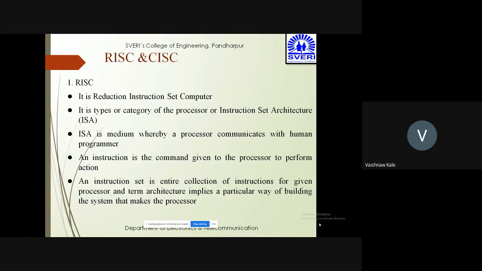So let us see about these RISC and CISC architectures. It is a category of processor or instruction set architecture. It is a medium whereby a processor communicates with the human programmer. An instruction is a command given to the processor to perform an action, and the instruction set is the entire collection of all the instructions taken together. Architecture means a particular way of building the system that makes the processor. So these are the terms related to RISC and CISC.